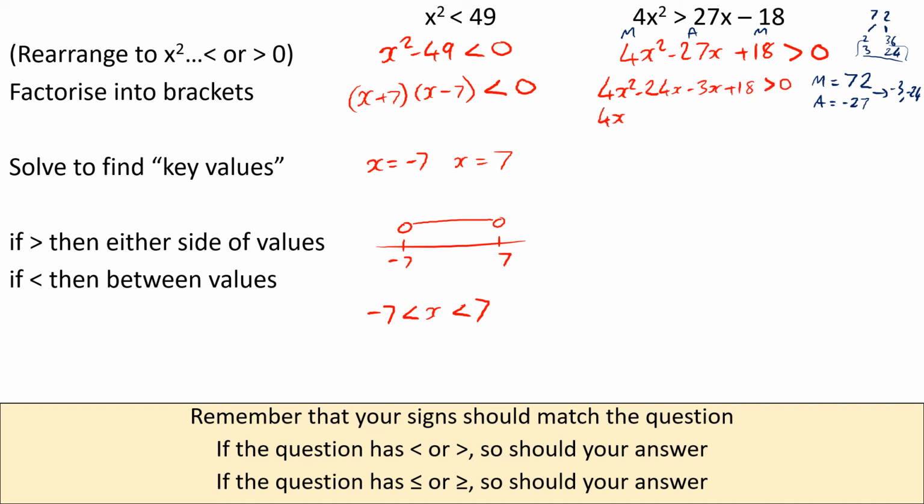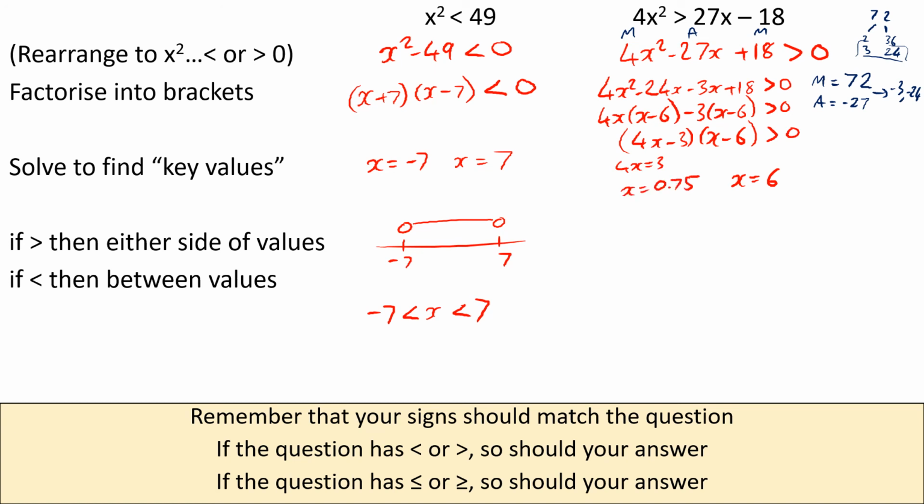So factorize each half, 4x lots of x minus 6, minus 3 lots of x minus 6, and then bring it all together, 4x minus 3, and x minus 6. I know I say it's a long method, but actually if you just get on with it, it doesn't take that long. Anyway, we need to solve to find our key values, so we're obviously going to get x equals 6 from that bracket on the right. And the other one, we're going to get 4x equals 3, so x is 0.75.